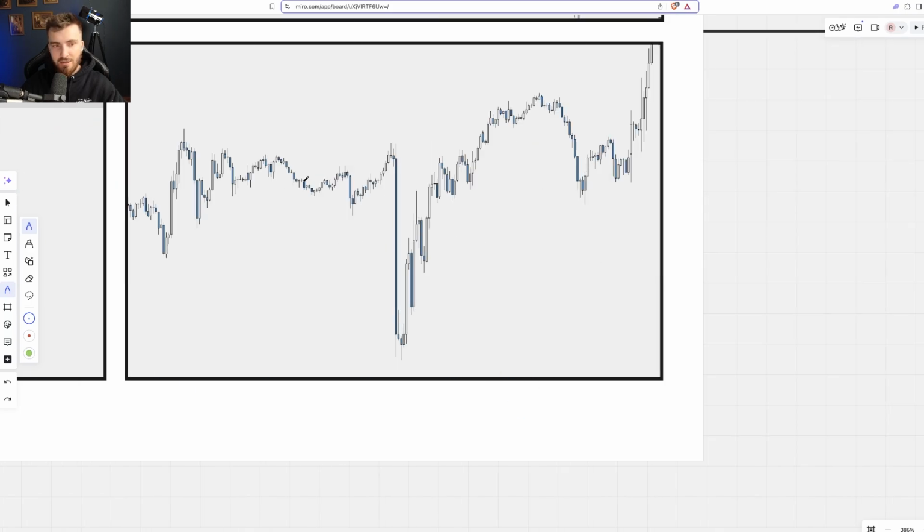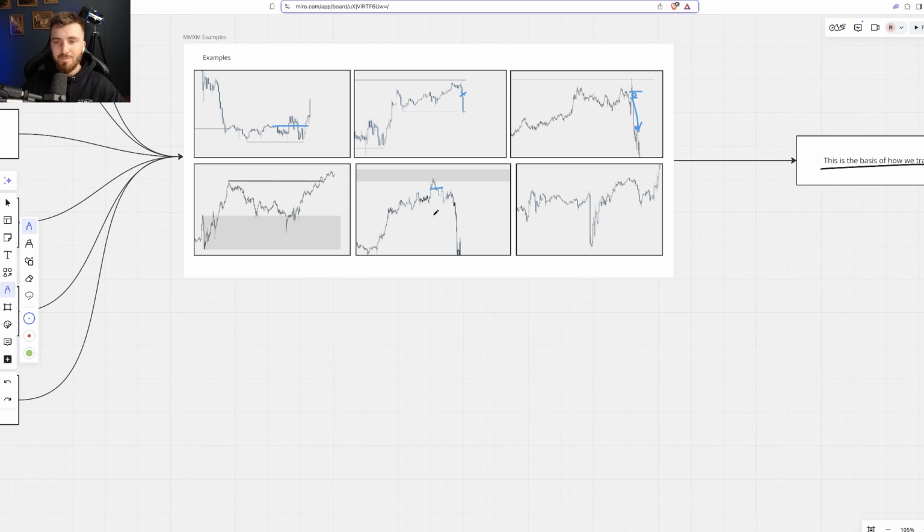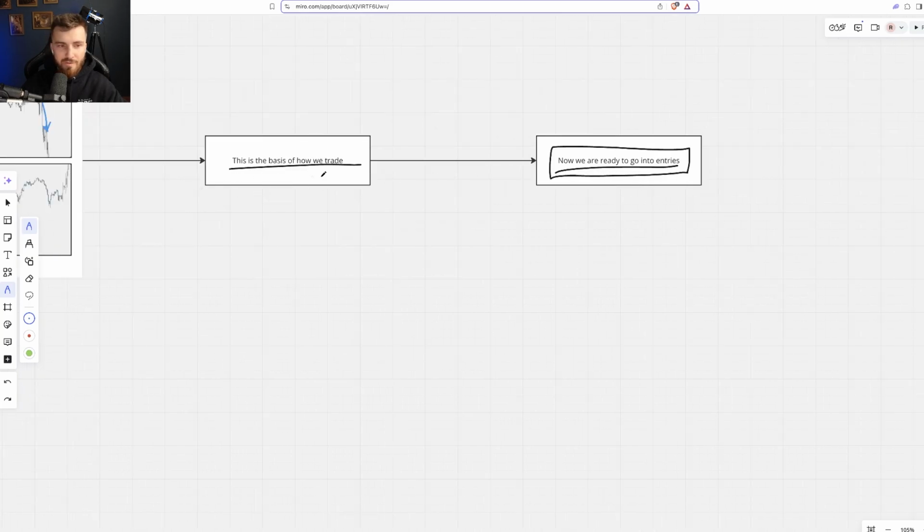and then moves to the downside. And a very aggressive one, range, big move lower, followed by this staircase move to the upside. So this is beautiful power of three. This is beautiful market maker model. Now, this is the basis of how we trade, and now we are ready to go on to entries.